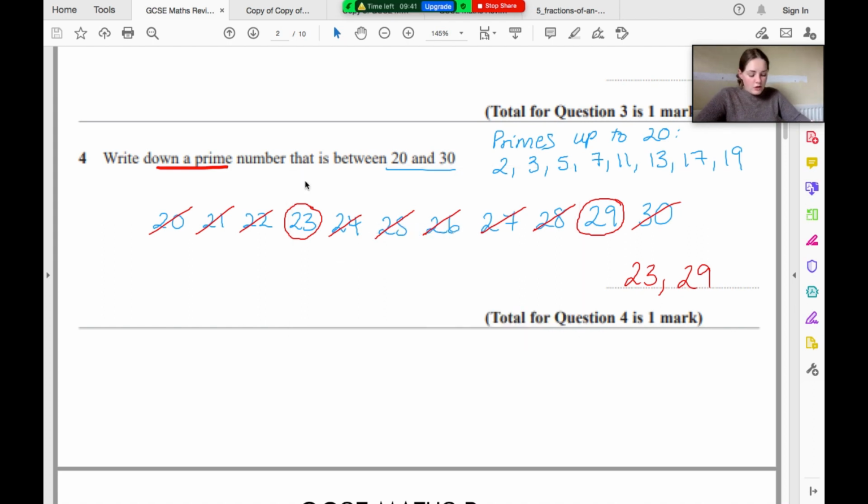All right, so another thing to mention is that 2 is the only even prime. So any other even number, such as 20, 22, 24, 26, 28, 30, and so on, can't be primes. 2 is the only even prime number.